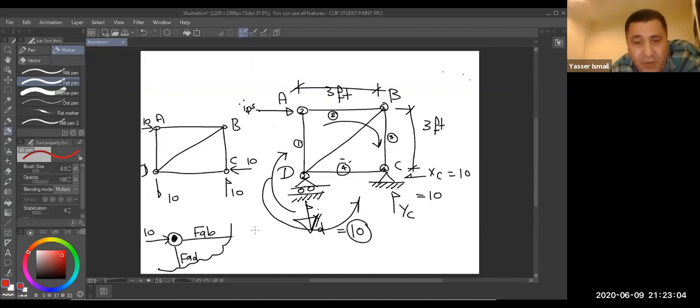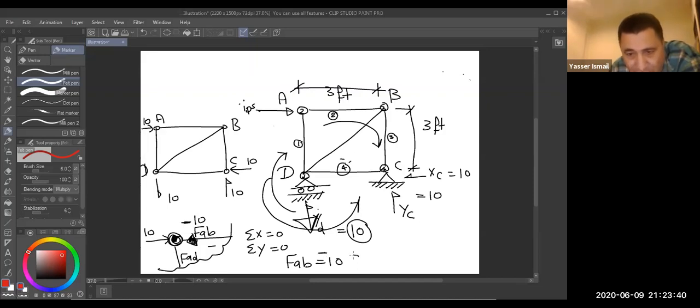You have two equations, sigma x equals 0 and sigma y equals 0, to make balance. Sigma x equals 0 means F A B equals 10. Which direction? In this direction. Put your finger here. This force compresses, so negative 10. Then sigma y. This is negative, compression C.